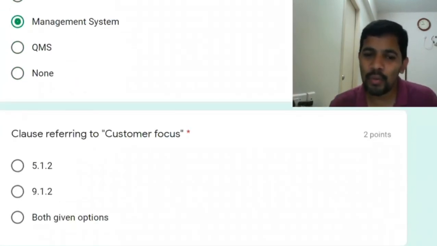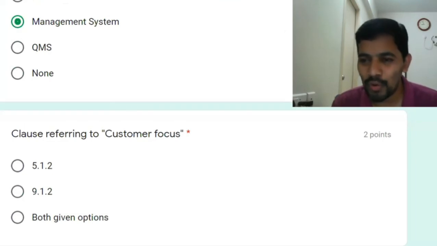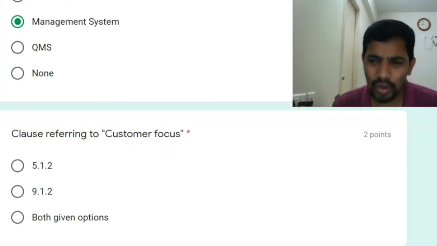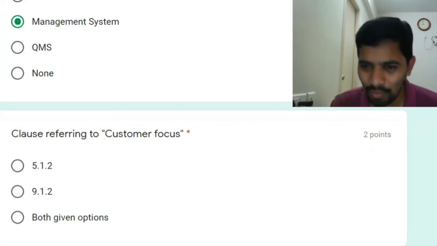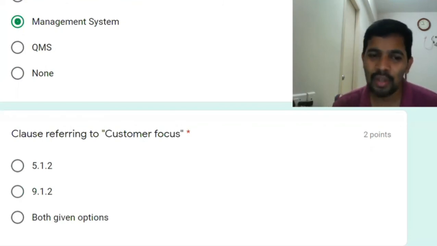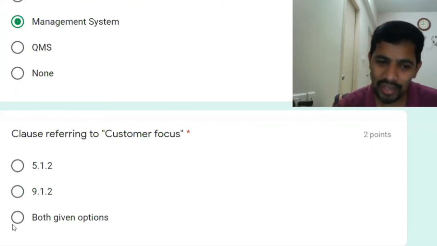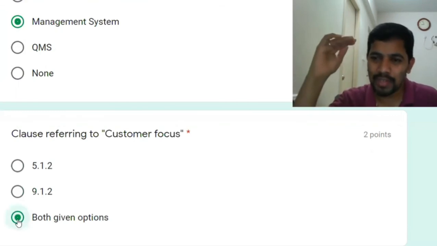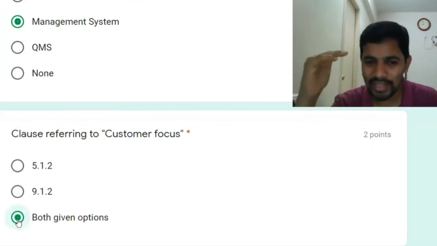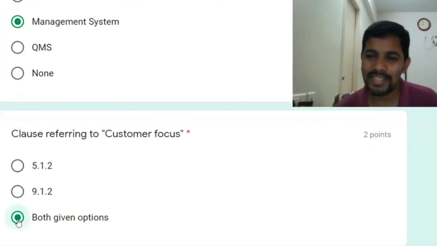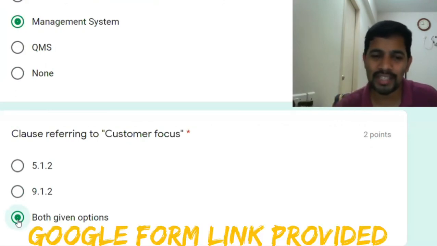Clause referring to customer focus, 5.1.2 and 9.1.2. So please open up the standard. In that, 5.1.2 is customer focus. 9.1.2 is customer satisfaction. So the customer focus is given in both. One comes in plan, that is clause number 5 is in plan. Clause number 9 is check. So it appears in both the clauses.